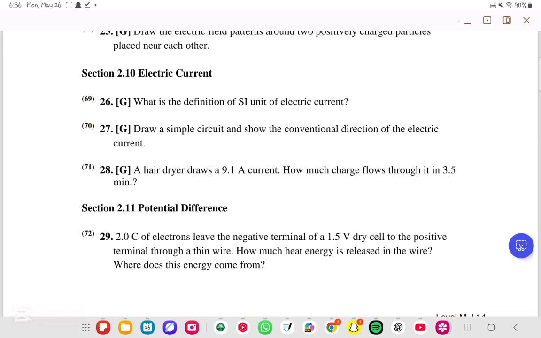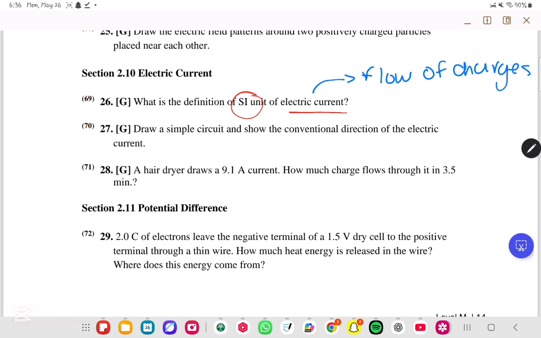What is the definition of the SI unit of the electric current? Okay, you need to have this memorized, okay? So first, in order for us to define the SI unit of an electric current, we will need to define an electric current. An electric current is known as a flow of charges. These charges can be positive, these charges can be negative. But as long as it is a flow of charges, then this is known as an electric current.